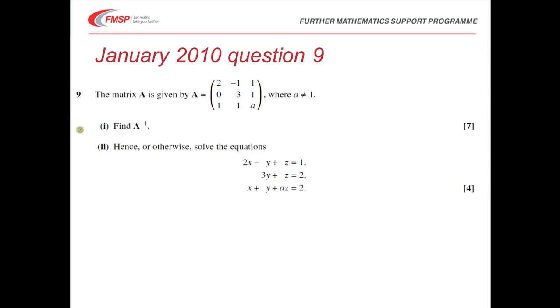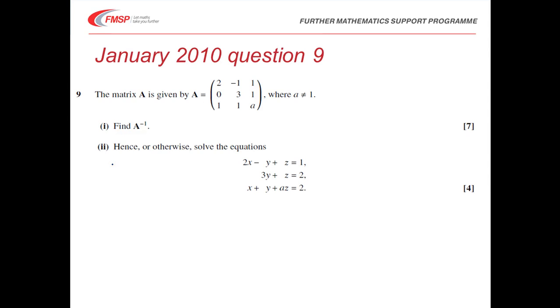What we're asked to do is first of all find the inverse of this 3 by 3 matrix, and then in part 2 it says hence or otherwise solve these equations. So you have a set of simultaneous equations. When it says hence or otherwise, generally speaking, hence will be quicker. And if you notice, of course, that the coefficients of x, y and z in these three equations are given by the entries in the matrix, then that is the way we're going to do it.